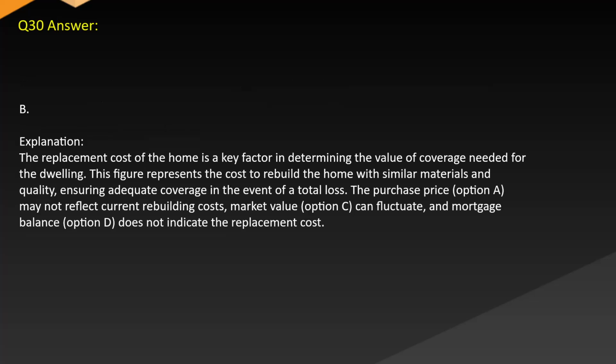Answer B. Explanation. The replacement cost of the home is a key factor in determining the value of coverage needed for the dwelling. This figure represents the cost to rebuild the home with similar materials and quality, ensuring adequate coverage in the event of a total loss. The purchase price, option A, may not reflect current rebuilding costs. Market value, option C, can fluctuate, and mortgage balance, option D, does not indicate the replacement cost.